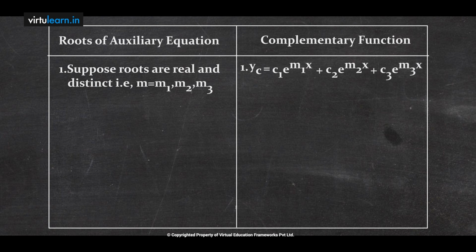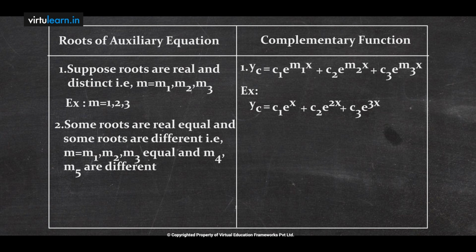This is the formula. For example, suppose the roots of the auxiliary equation are m equal to 1, 2, 3. Then the complementary function yc equals c1 e power x plus c2 e power 2x plus c3 e power 3x. This is the first complementary function. If the roots are like this, we construct the complementary function like this.